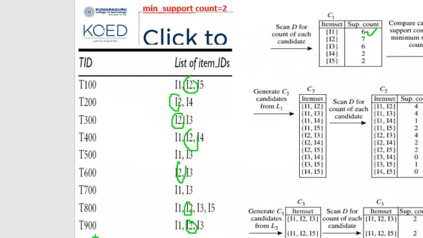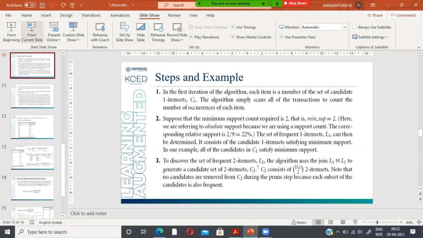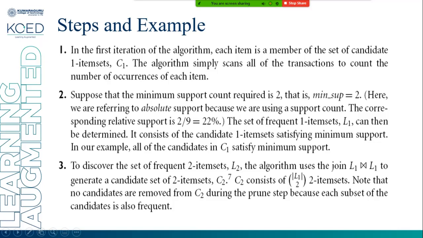The total of 9 transactions. The number of times an item occurs in the transactions is known as the support count. So this they explain in the step. The algorithm simply scans all the transactions to count the number of occurrences of each item.